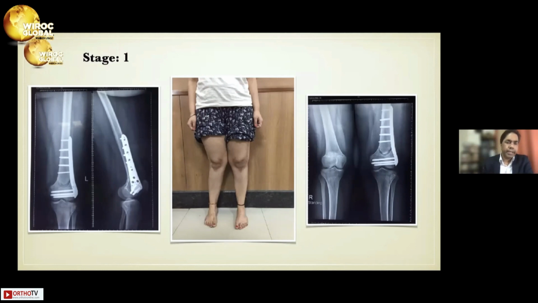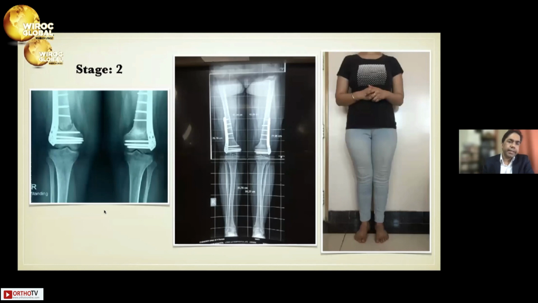So we have corrected the right leg, left leg first. We have used the plate for fixation, and we did the dome osteotomy. This was the X-ray after correction. In the next stage, we did the same thing. After 6 months, we went for the corrective osteotomy by the dome osteotomy and fixation with the same plate. And this was the child after full correction was achieved.